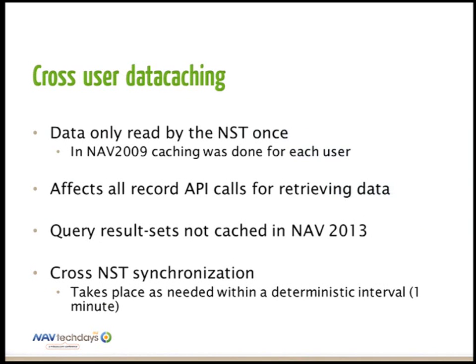We cache data across all users now. So say someone opens or reads all the items, then another user will read that from the cache instead of going and reading it from the database. Before, this was all done per user, which uses a lot of memory and of course puts unnecessary load on the database. The only thing we don't cache in this version is query results.